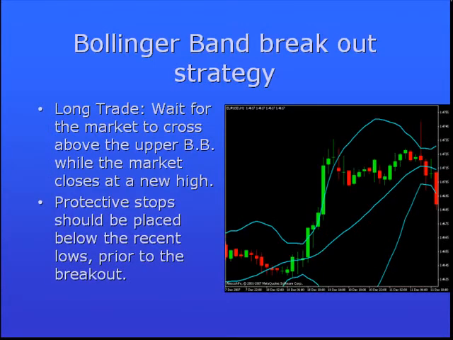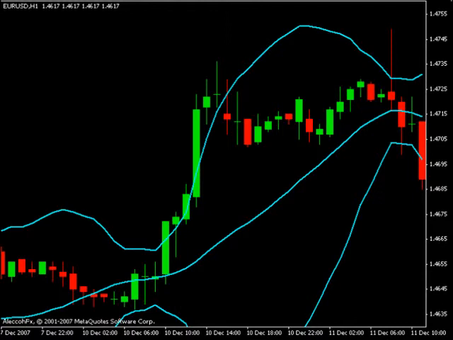Bollinger Bands can also be used in a breakout strategy. To the long side, we should wait for the market to cross above the upper Bollinger Band while the market closes at a new significant high. Protective stops should be placed below the recent lows just prior to this breakout. We can see here the market established a new trend to the upside, signaled as the market closed above the upper band and at a new significant high.